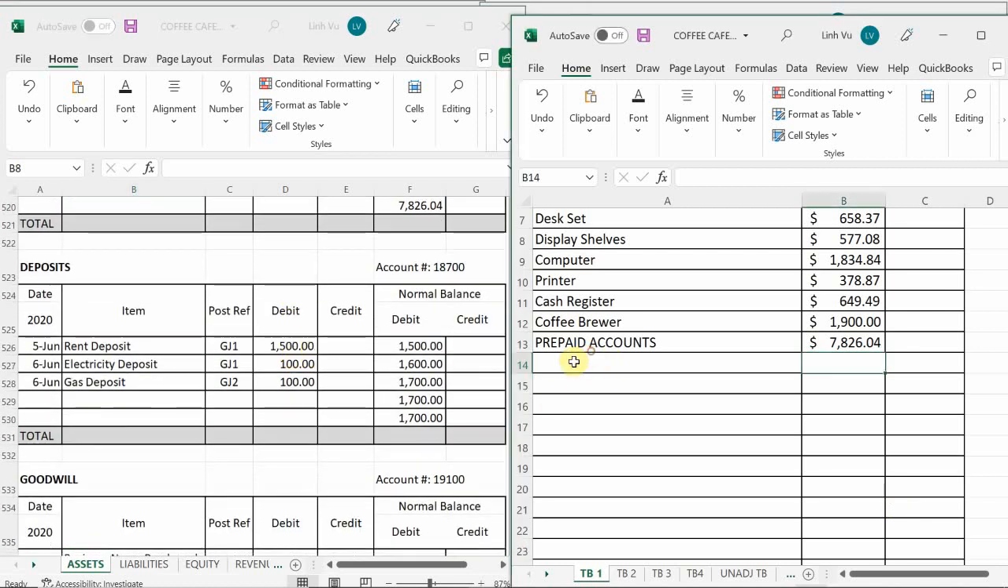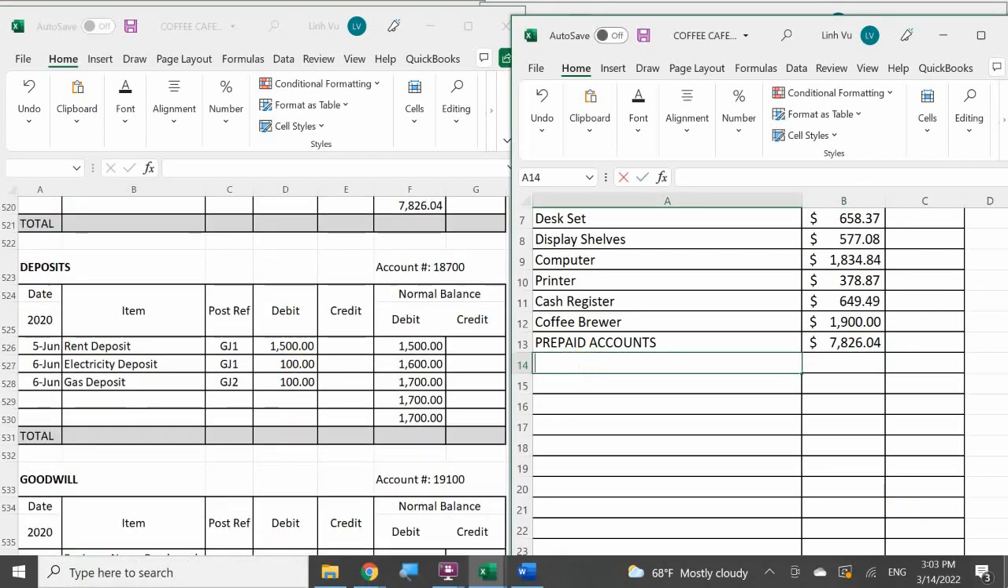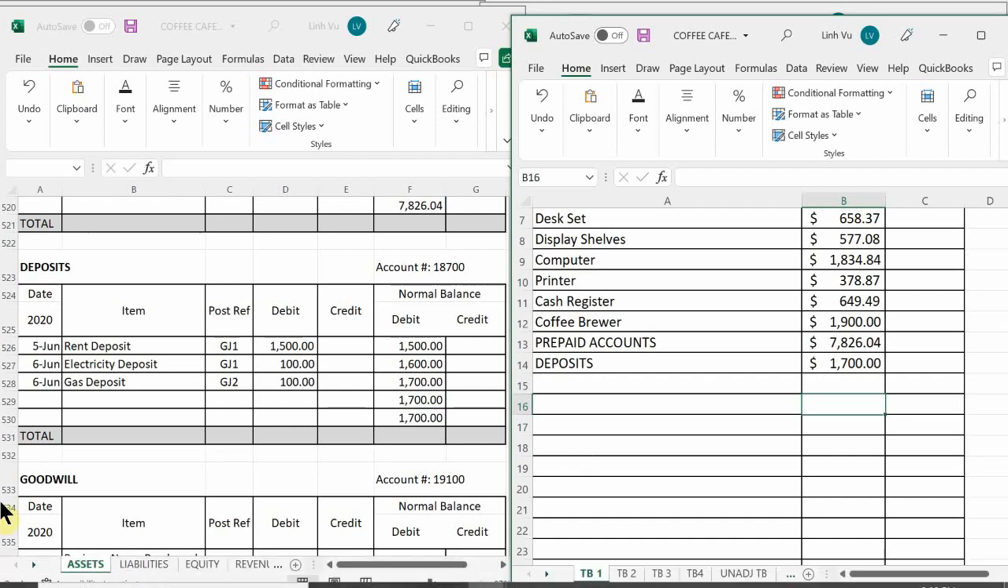What about deposits? Yes, I made a lot of deposits as well. Okay. What's my account balance in my deposits? 1,700, right? I have one for rent, one for water, one for electricity, and one for gas. There, 1,700. Okay. Let's see what is next.